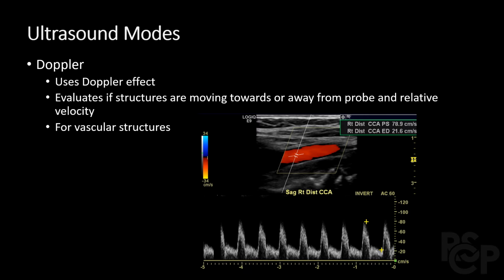Another type of imaging is the Doppler mode, which uses the Doppler effect. This can evaluate if structures are moving towards or away from a probe and relative velocity, and is primarily used for vascular structures.